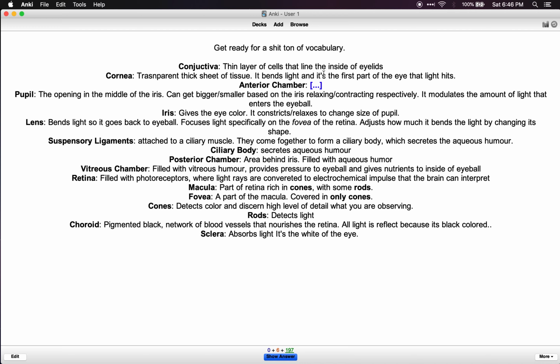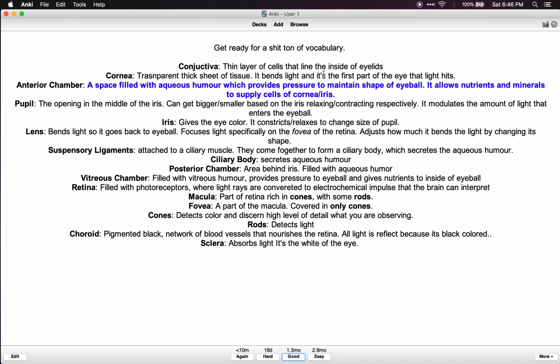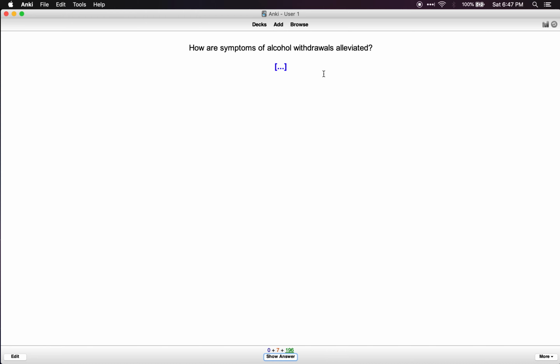Anterior chamber. Space filled with aqueous humor that provides pressure to maintain the shape of the eyeball. And it supplies nutrients and minerals to cells of the cornea and the iris.